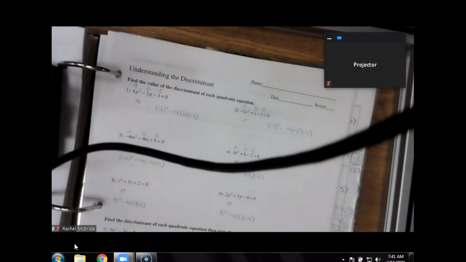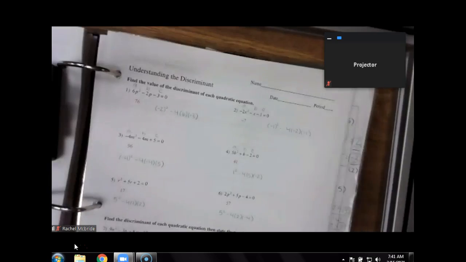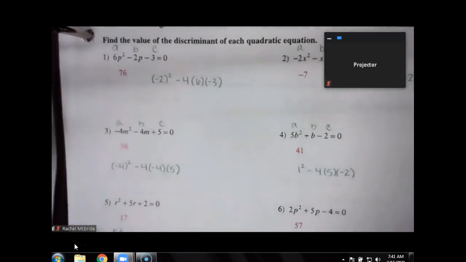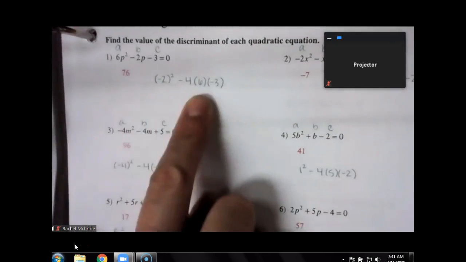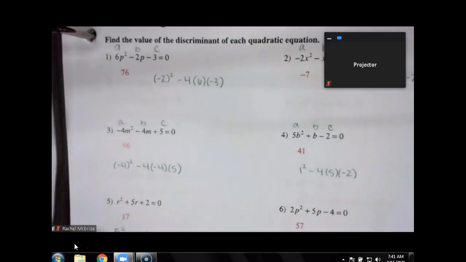Thursday, Friday, so you would take out your packets with the assignments that you would turn in for today. So we're going to look at understanding the discriminant and then actually solving the quadratic. For understanding the discriminant, the answer is in red, and then the work's over there in green.